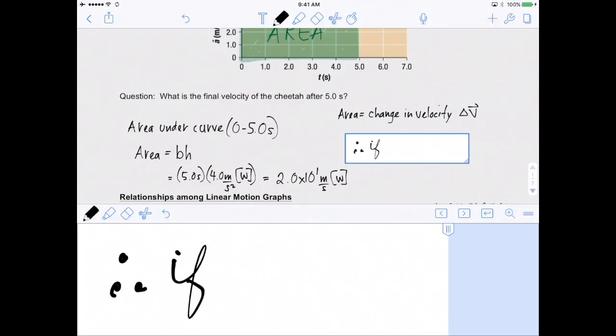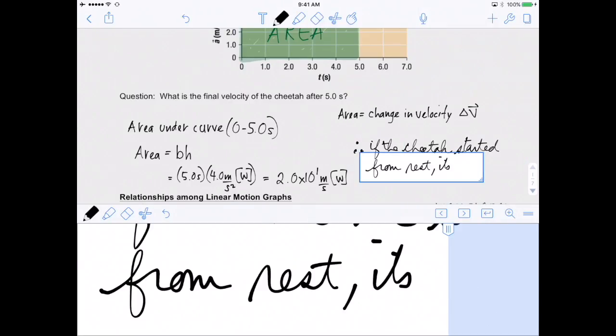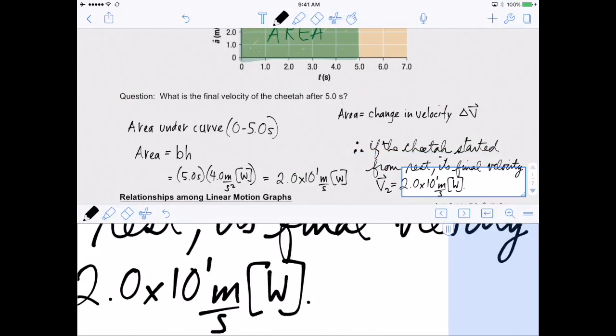So if the cheetah started from rest and its velocity changed by 20 meters per second, then its final velocity would be 20 meters per second. What if the cheetah didn't start from rest? What if the cheetah started at a velocity of 5 meters per second west?